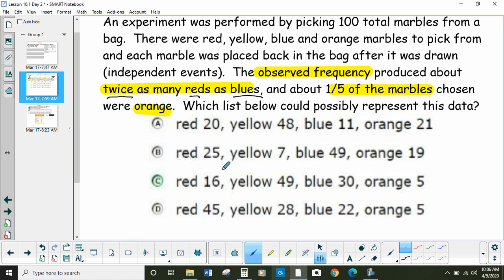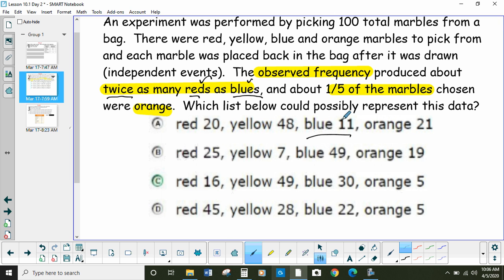Which of these 4 look like they have close to twice as many reds as blue? Now listen to how I'm saying twice as many reds. So reds is the big one, right? Let's not get those switched. So we can look at the blues and see if I multiply by 2, do I get about what I have for reds? Let's check A.